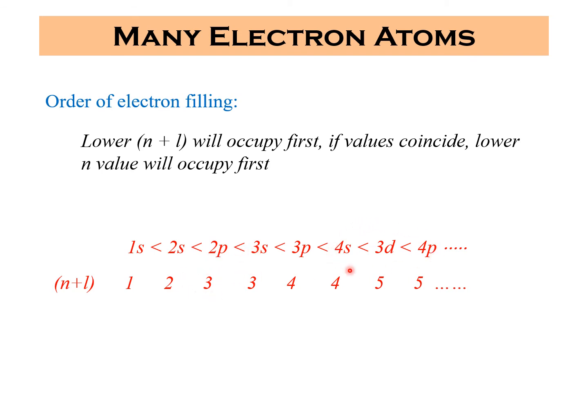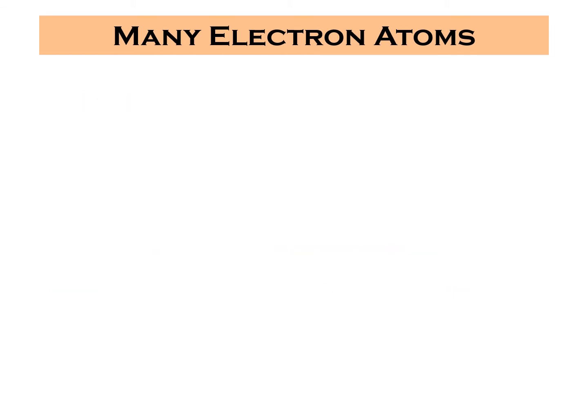Now coming to 4s and 3d. The n plus l value for 4s is 4, lower than that of 3d, which is 5, and that's why the 4s orbital is filled first, and then it goes to the 3d orbitals.